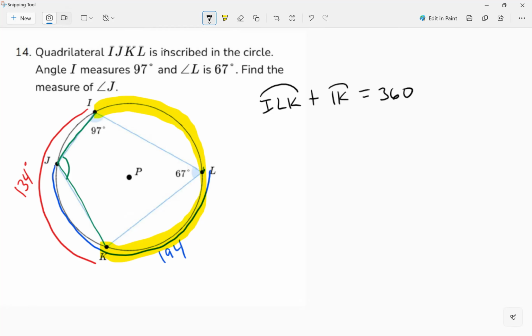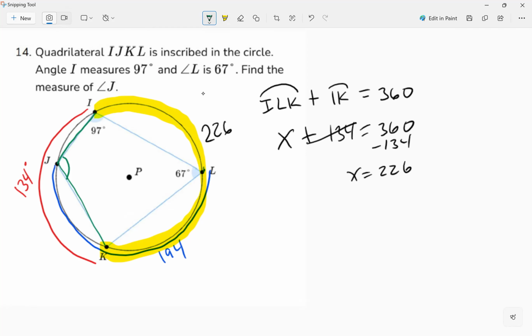I don't know how big the arc ILK is, so I'm going to call it X for right now. I know the arc IK is 134. This is equal to 360. So let me move this plus 134 over as a minus 134. So I get that X is equal to 226. This yellow arc is 226. Not quite done yet.